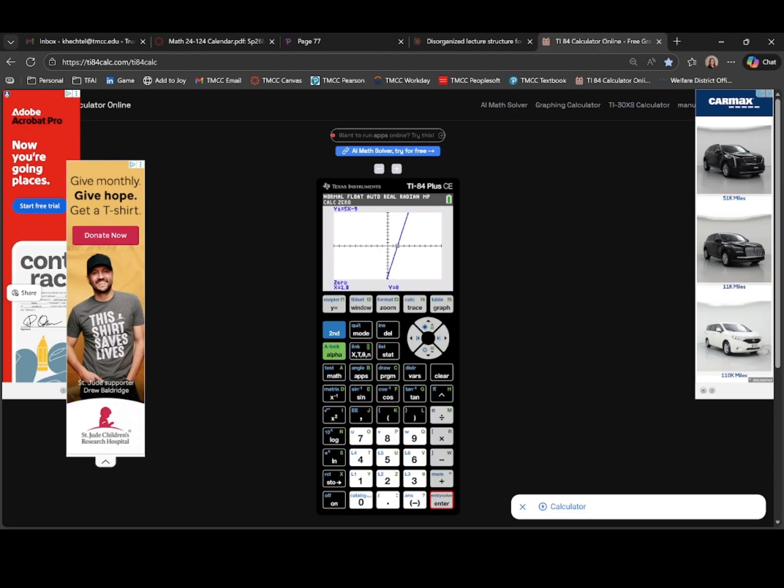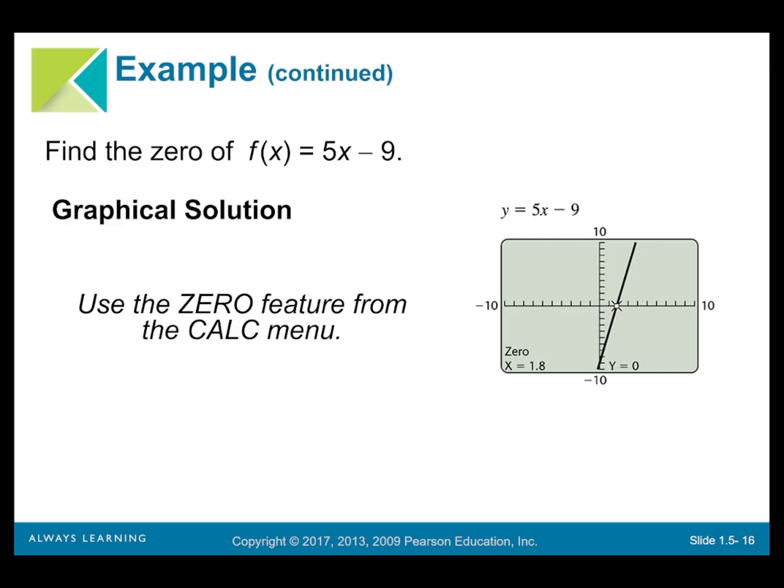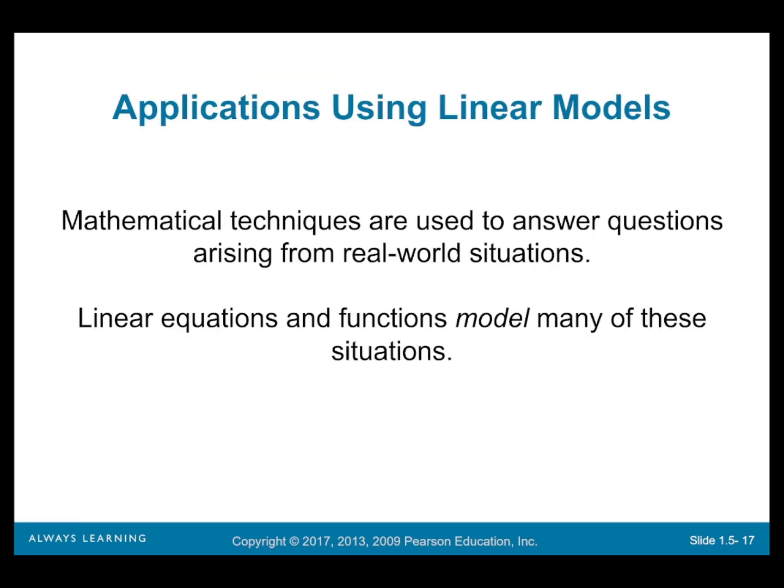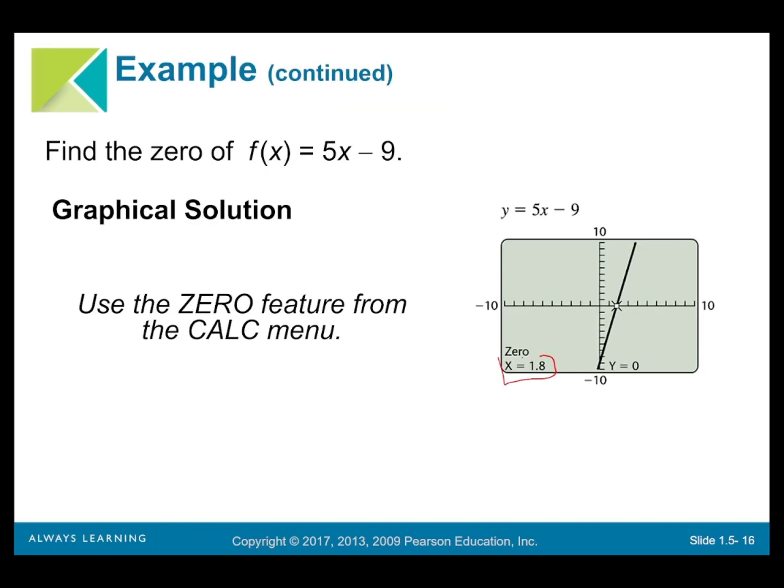So if I hit enter again, it highlights the 0 for me. It shows me x is 1.8 and y equals 0. So there's my solution. Back to the slides. So basically, when we have this, let me turn on my pen. When we have this x equals 1.8, that tells us that is the solution to 5x minus 9 equals 0.